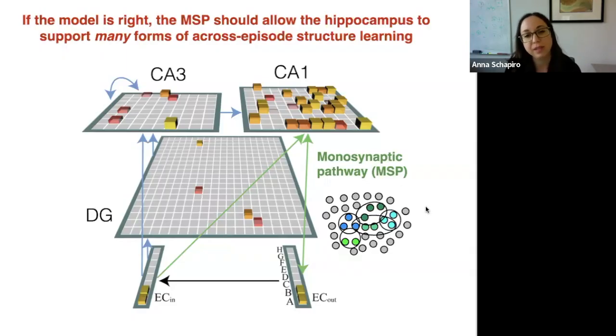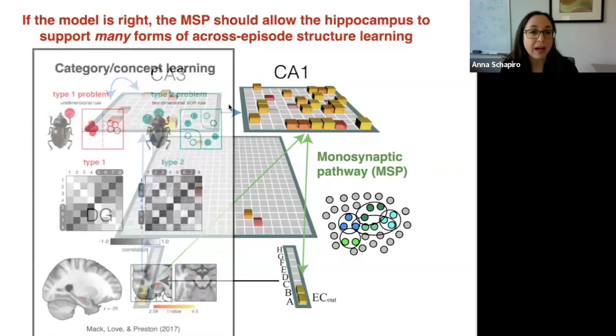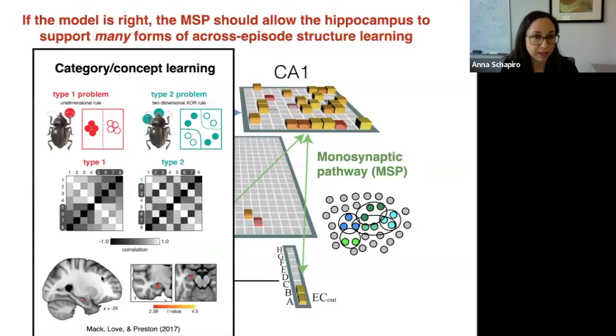And so we've been exploring other domains where we think that this might be relevant. One domain that we're very interested in is new category or concept learning, because this is also a situation where you need to pick up on structure across experiences, in this case, the structure across exemplars from a category. And we know that the hippocampus is important for this kind of learning.